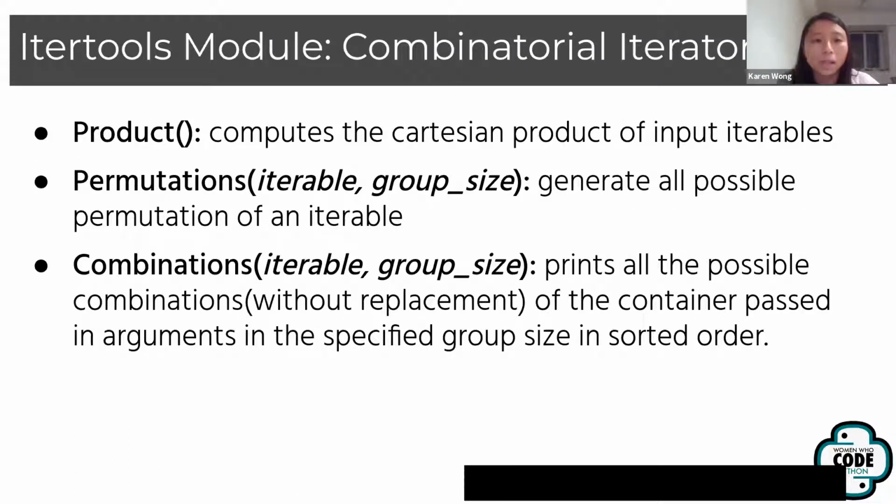So we have also product, which computes the Cartesian product of the inputs. Permutation generates all possible permutations from the iterable, and combination combines the items contained in the argument in a specific group, in sorted order.